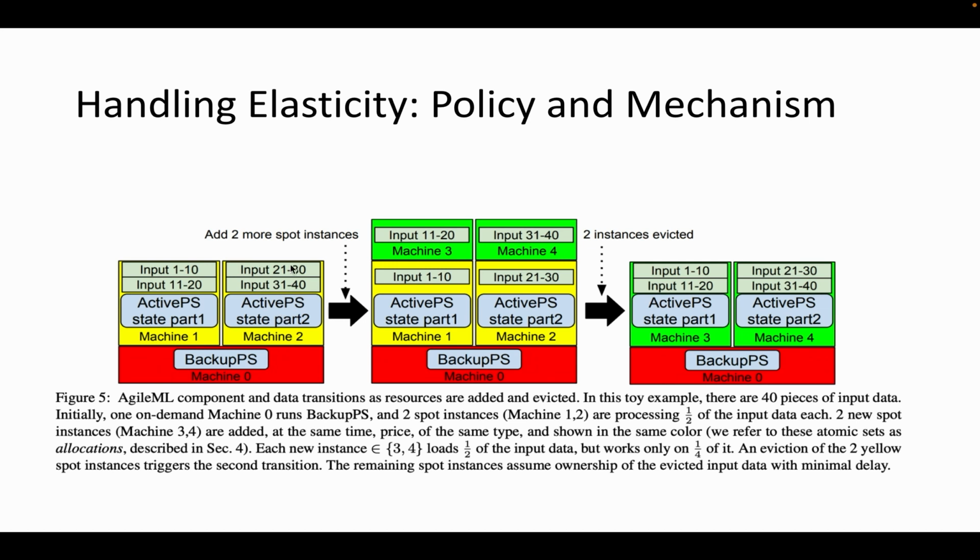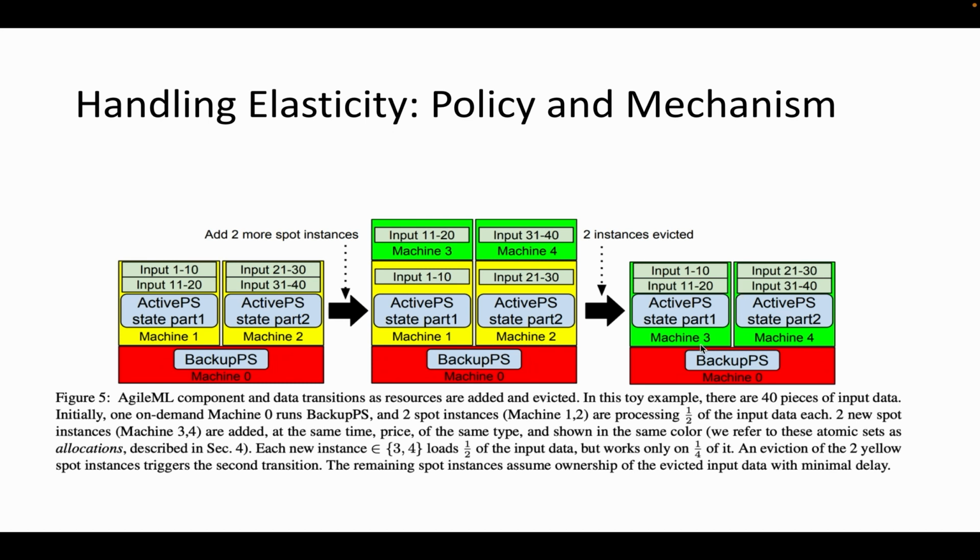Now in the second stage, we have this diagram where we have the backup PS on machine 0, and we have two more additional machines which contribute to the data partition, and they work on the partitioned data. Each spot instance now runs 1/4 of the data. Out of 40 units, there are 10 units here, 10 and another 10 and another 10. So this whole procedure is a scale up. And now if we move to the third phase, this is a scale down procedure.